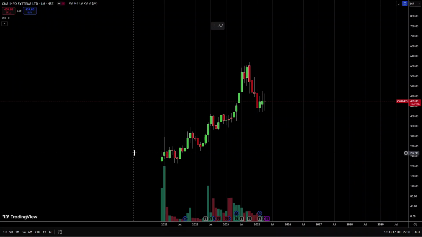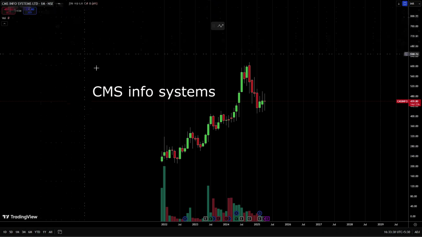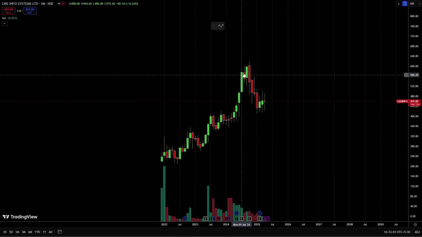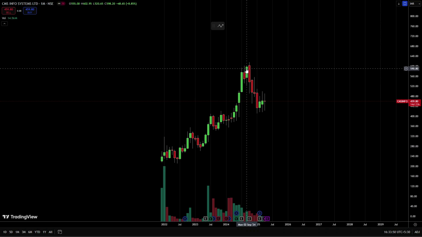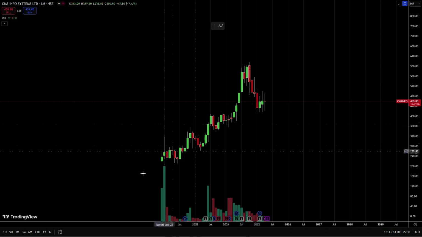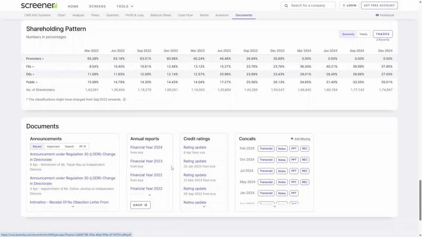So let me show you an example, the correlation between FII and DII inflows in markets and how the price moves as they increase their stakes in the companies. So I have taken here the CMS Info Systems Limited monthly chart. So it's a clear up move all the way up to September, October month. The high is around the 600 level. And let me also show you the shareholding pattern of this from March 2022.